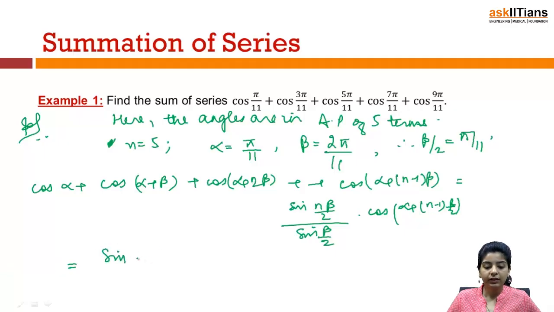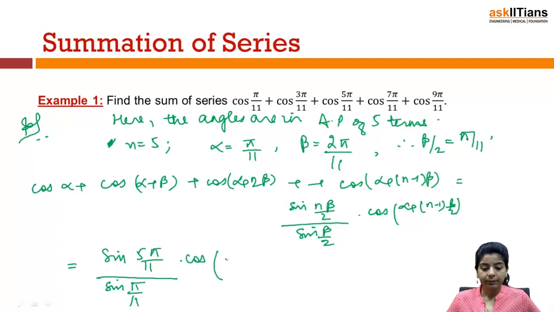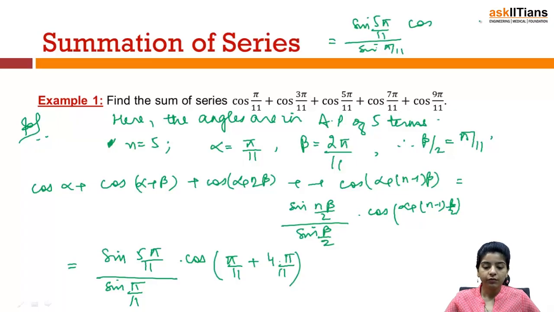Now this becomes sine n, here n is 5, beta by 2 is pi by 11. So we have sine 5 pi by 11 by sine beta by 2, which is pi by 11. Then we have cos alpha, which is pi by 11, plus n is 5, so n minus 1 becomes 4, into beta by 2 which is pi by 11. So this is what we have. So this becomes equal to sine 5 pi by 11 by sine pi by 11 cos of 4 pi by 11 plus pi by 11 is 5 pi by 11, so we have cos 5 pi by 11.